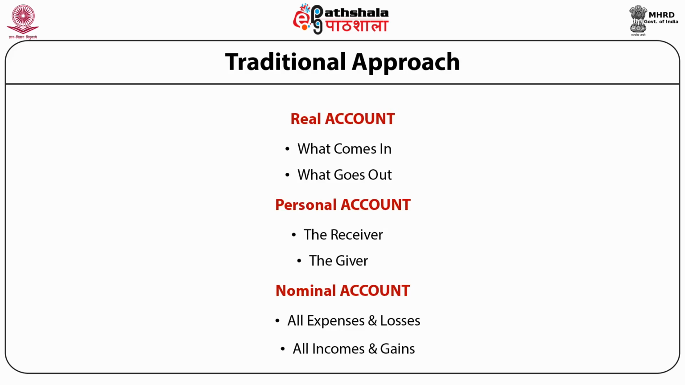Transaction number 3, machine purchased. Accounts which are related: machine account, which is a real account. So in this case, debit what comes in. And the second account which is involved is cash account, which is a real account again. So credit what goes out.